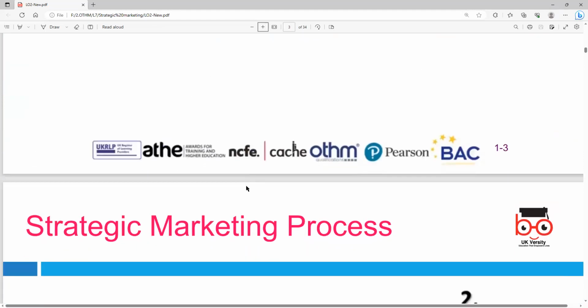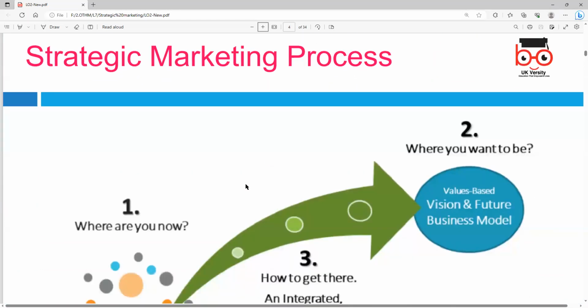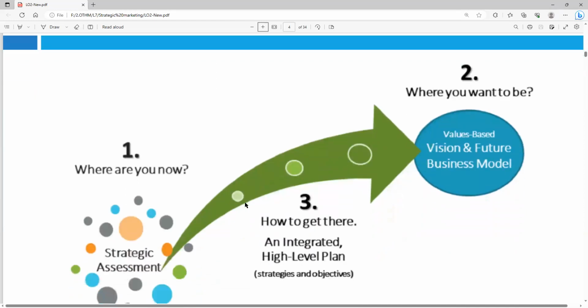Now we need to look at the marketing process as a whole. So first of all, what are the strategic marketing objectives? In order to find out what the strategic marketing process and strategy are, how do we fulfill the marketing objectives? We need to know where we are now, i.e. we need to do our strategic assessment. We need to do our internal SWOT analysis, and this will determine our strategic assessment.